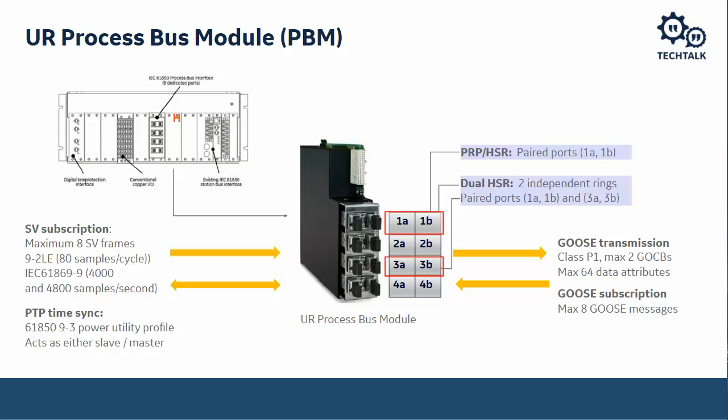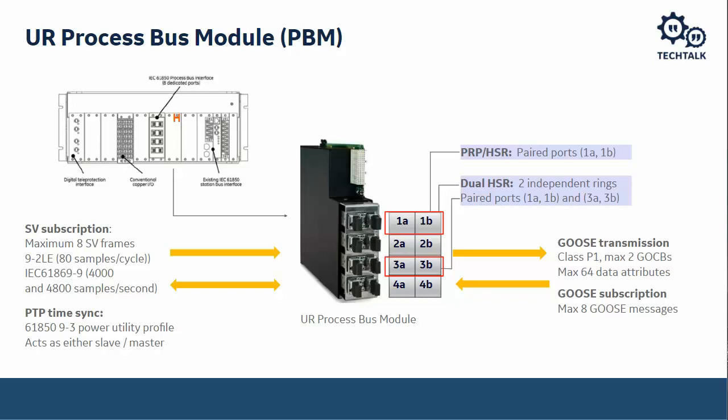It can subscribe to GOOSE messages, which are peer-to-peer messages from the merging unit for those alarms and for the status of the breakers. And then it can publish a GOOSE message to that same process bus network. And that published message can be a command to either trip or close the breaker. The merging unit, again, will subscribe to that message and operate its output contacts.